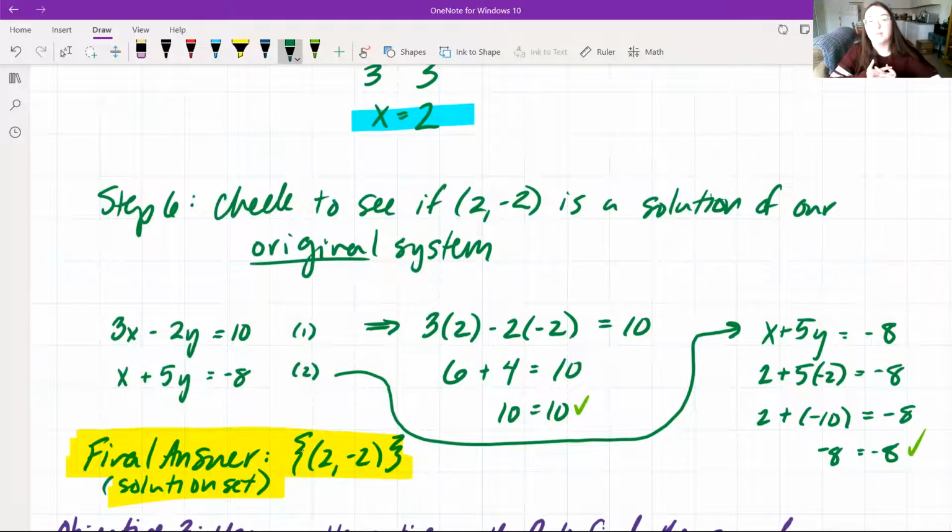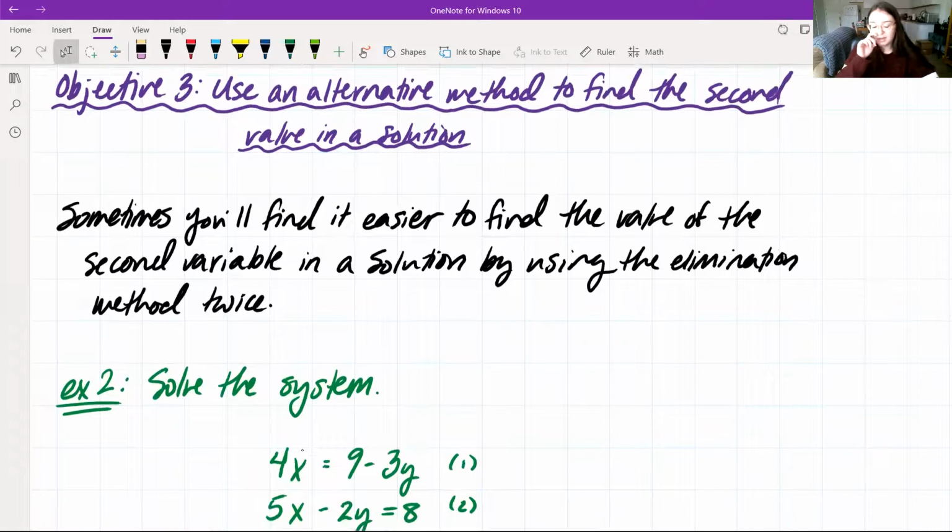Now, if we did not have to multiply one of these equations, and let's say our equations were already set up so that they already had opposite coefficients for a variable, then it would definitely be much easier. We wouldn't have the extra step of multiplying one of our equations, but we do see that multiplying one or both of the equations by a value is most common. So important to go over ones like those. All right, moving on to objective 3.